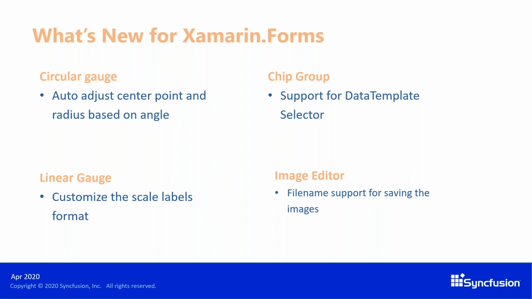Then in image editor, we have file name support for saving the images. Earlier, whenever you edited an image and saved it, you didn't have an option to save it with the name that you want. It would automatically save based on the default name that we create. So now you have an option to choose your own file name while saving it.